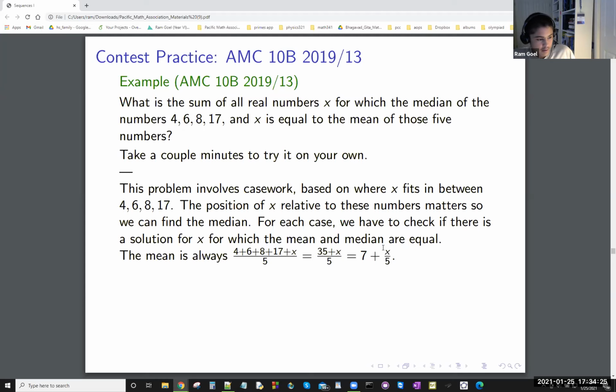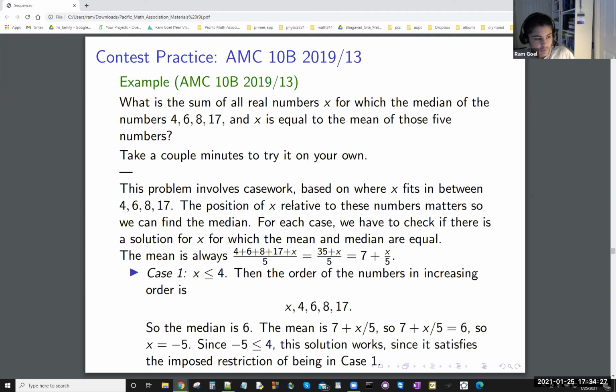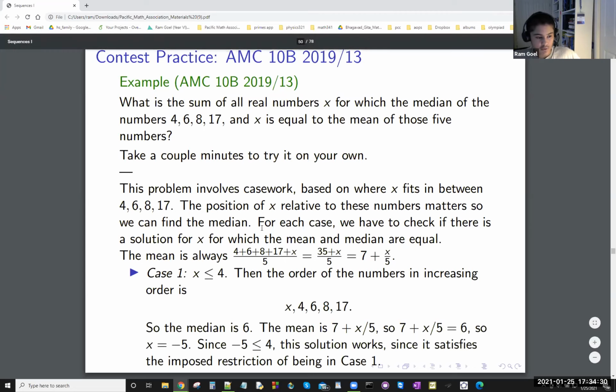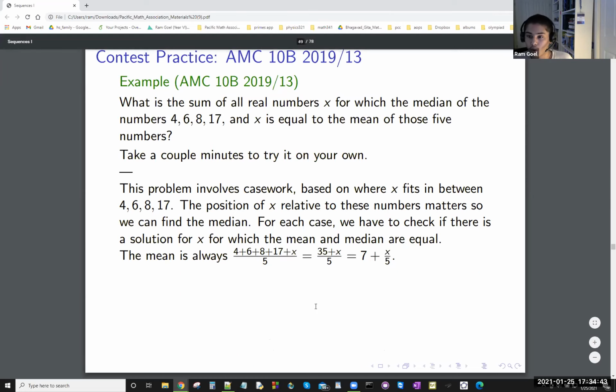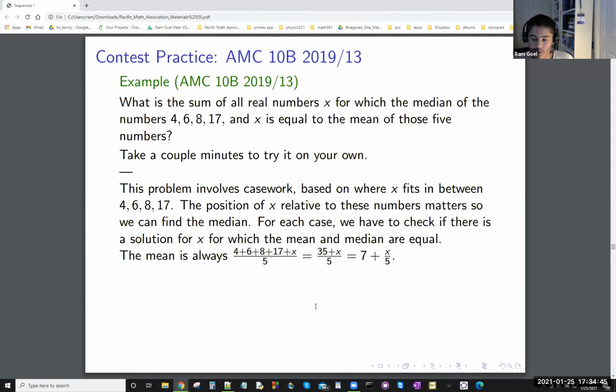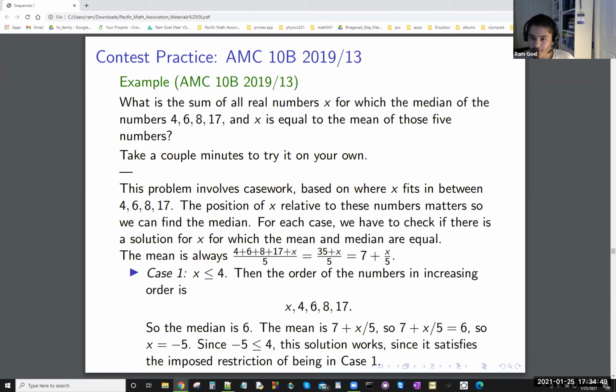So case 1, x is less than all of these numbers. Then the order of the numbers in increasing order is x, then 4, then 6, then 8, then 17. So the median is the middle value. Conveniently, by the way, there are 5 numbers, so we don't have to deal with the whole averaging of the middle two that we'd do if there were an even number of numbers. Here there's an odd number, which means the middle number is well defined. So the median in this case is 6.